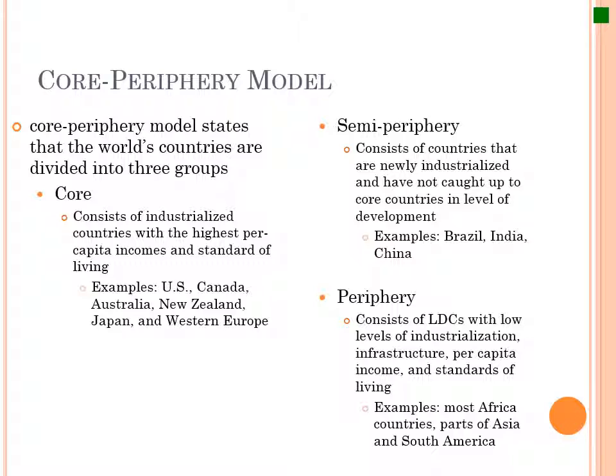So these countries do not have a high level of infrastructure. The roads aren't connected very well. Communications are poor, and so your average person has a low standard of living and a low level of income as well, mostly because they don't have the economic opportunities that folks in semi-periphery and core countries do.